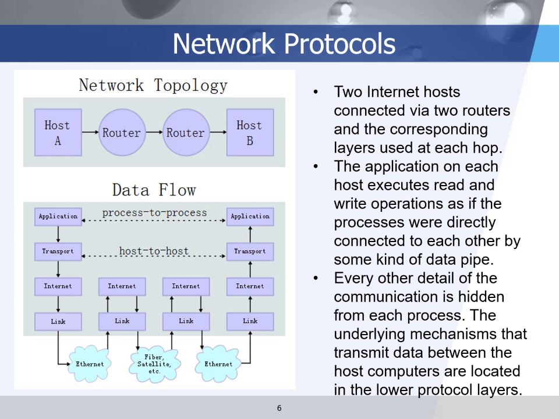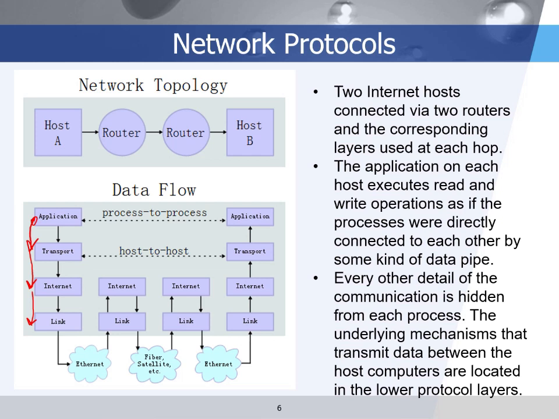The application should send the data to the transport layer, then the internet layer, and then the link layer. The application cannot directly send the data to the other application layer. So the data from the application will be sent to the transport and then to the internet and to the link, because the computer is not directly connected to the other computer.